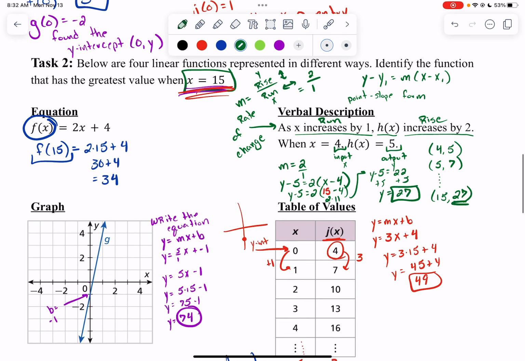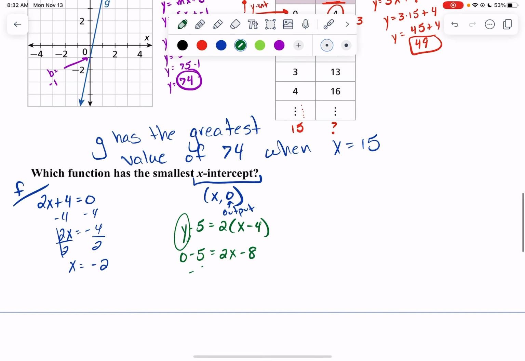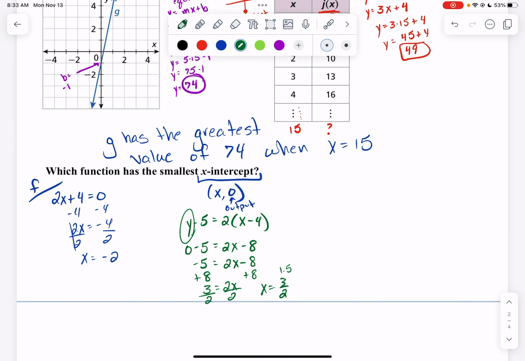Again, my equation for h is y minus 5 equals 2x minus 4. Again, we want this output to be 0. 0 minus 5 equals, I'm going to distribute, 2x minus 8. So negative 5. Let's add 8 to both sides. What does that give me? 3 divided by 2. x equals 3 halves, which if I'm trying to tell which is smaller, that's 1.5. I'm just letting y be 0 because I want to find the x-intercept. That's for h. So now for g.